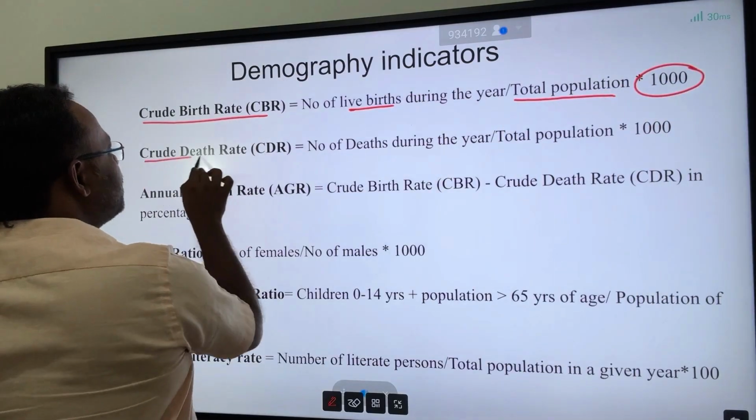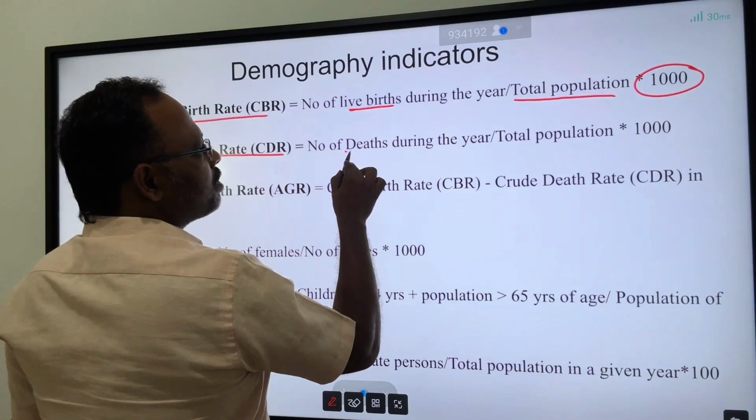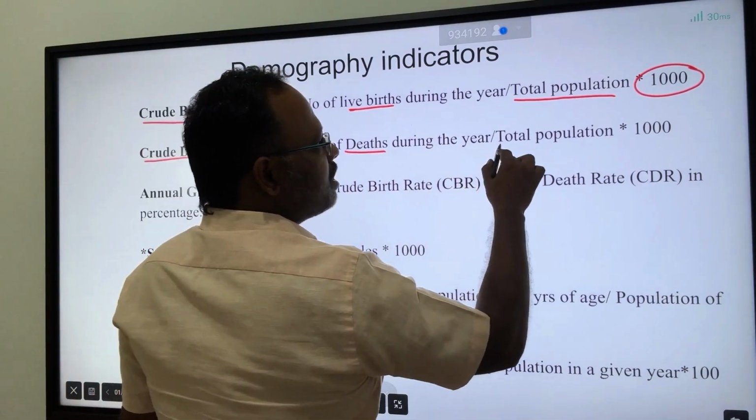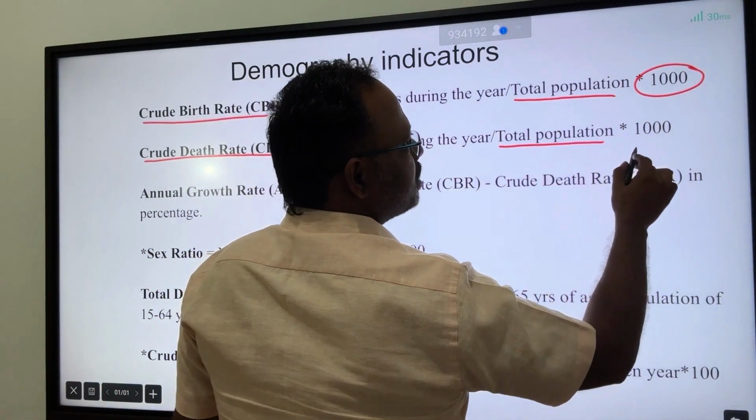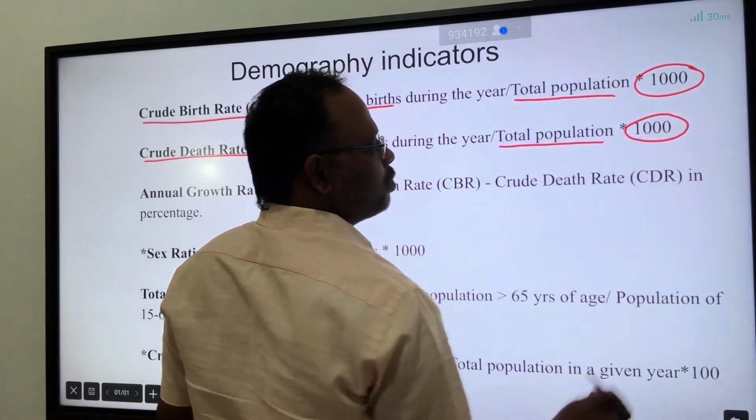In the same way, crude death rate is, instead of live births, we have to substitute the deaths during the year among the particular population, with the multiplication factor of 1000.